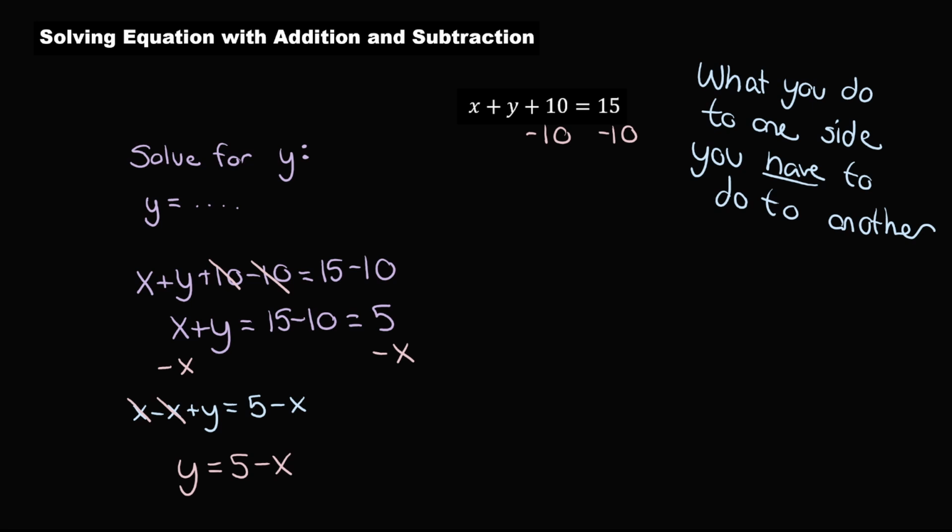And we can do the same thing for addition. If we had minus 10 in this equation, we would actually have to add 10 to both sides instead of subtract like at the beginning. But the rule is the same no matter what.